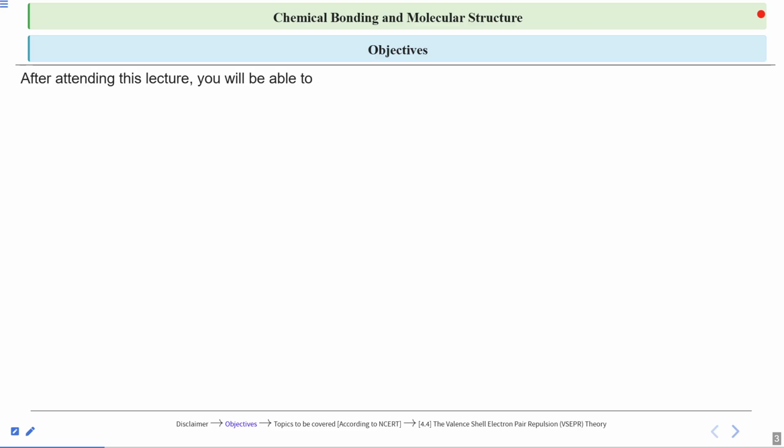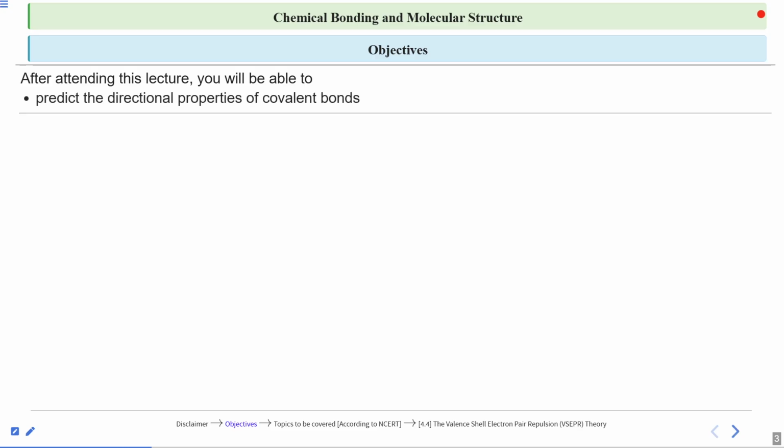If I talk about today's objective, then it would be mainly about predicting the directional properties of covalent bonds. Okay. So we will see how the atomic orbitals combine when the atoms come together to form a bond.